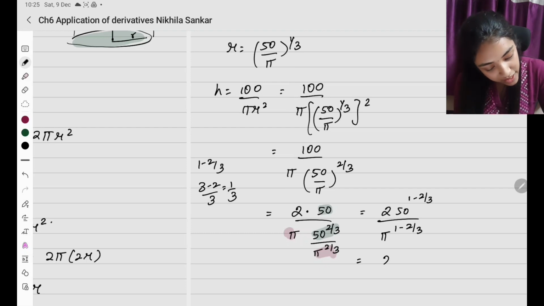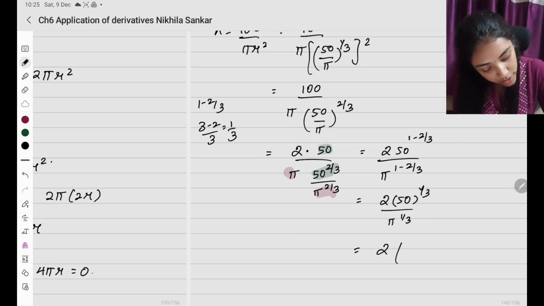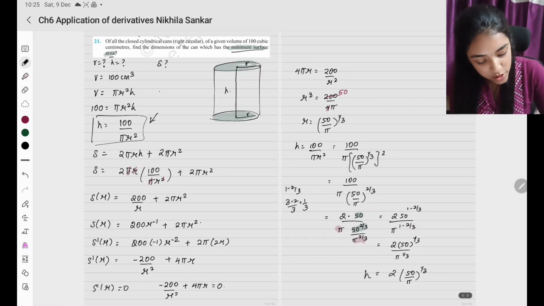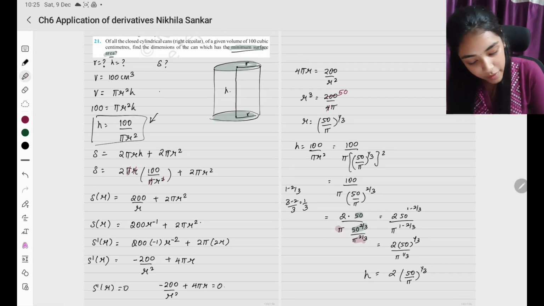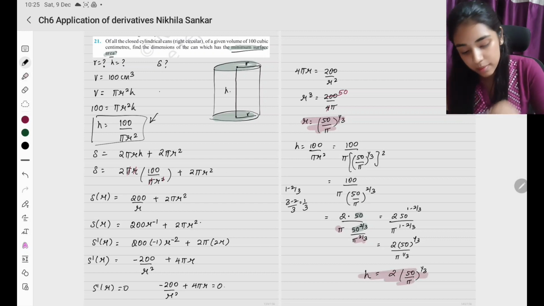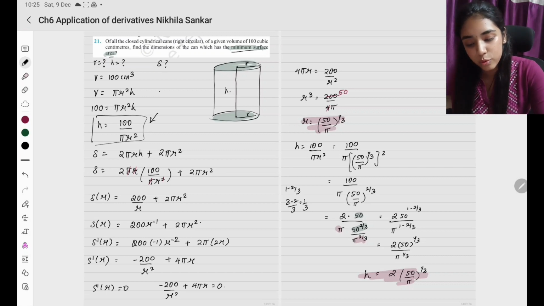So what do I have in the end? 2 times 50 to the power 1 by 3 divided by pi to the power 1 by 3. So in total, I'll have 2 times 50 by pi to the power 1 divided by 3. Try to write it as simple as possible. So this is going to be my height. So I found out what my radius is and I found out what my height is. Okay? Please copy carefully. If you write carefully without missing the signs, you will get it. Okay?